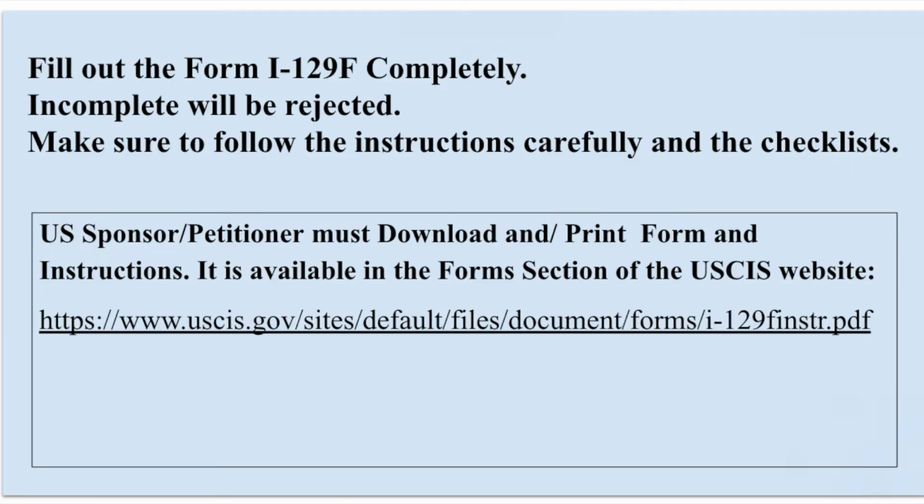Fill out the Form I-129F completely. Incomplete forms will be rejected by the USCIS. Make sure to follow the instructions carefully as well as the checklist. The U.S. sponsor or petitioner must download and/or print the form and the instructions. It is available in the Forms section of the USCIS website. The link is shown below.